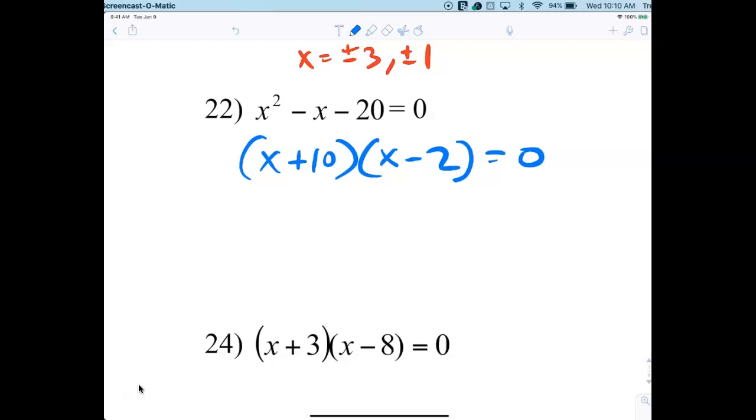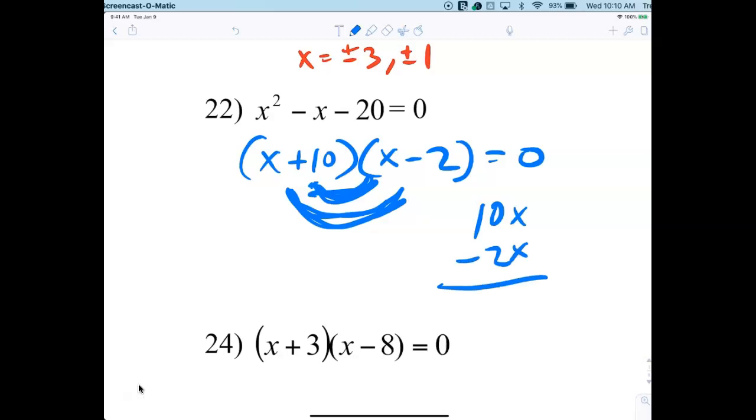Now, let's look. I want you to put the smiley face here and here. How much is this? 10x. Good job. And this is how much? Yes. Now, how much is 10x minus 2x? Which is not what we want. True? So now I've got to erase.